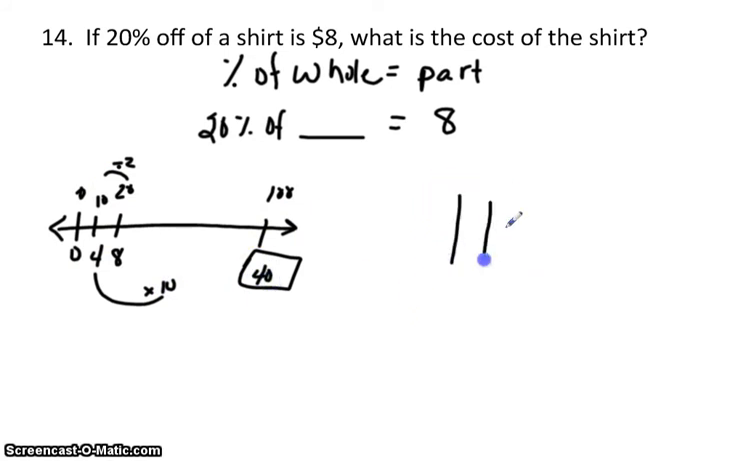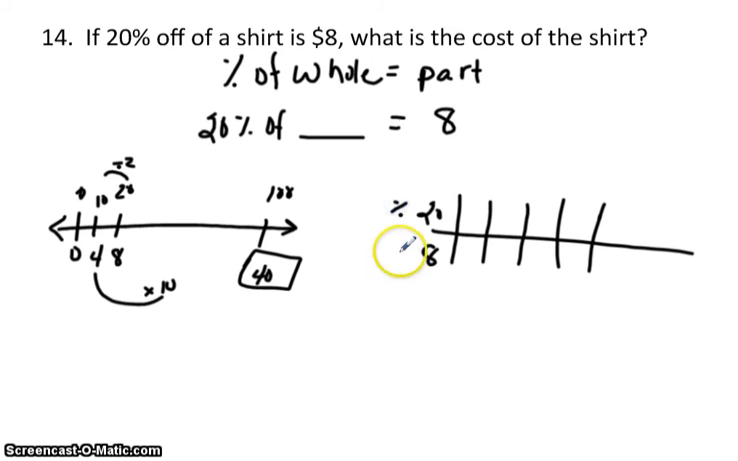If I wanted to do this in a ratio table, I can compare a couple different ways. I can do 20 out of 100. And then since this is the part, it would go on the top with 8. Or I can say, well, 20% is 8. So this is my percent. This is my dollars off. So I'm trying to find out what 100% of my shirt costs.